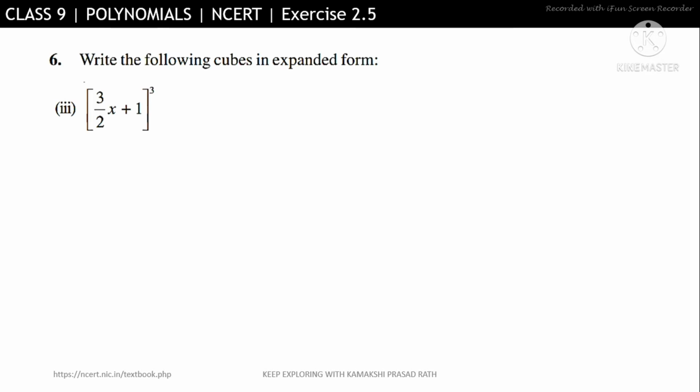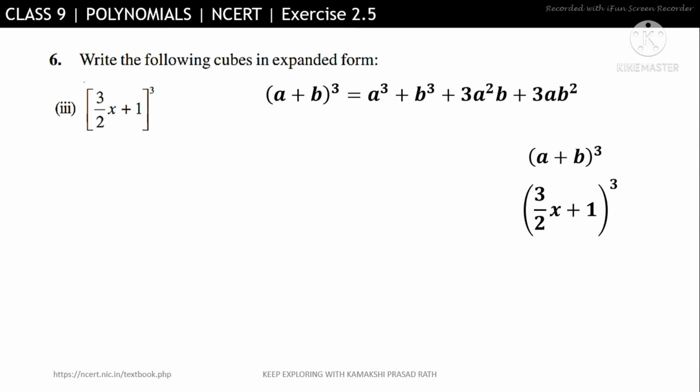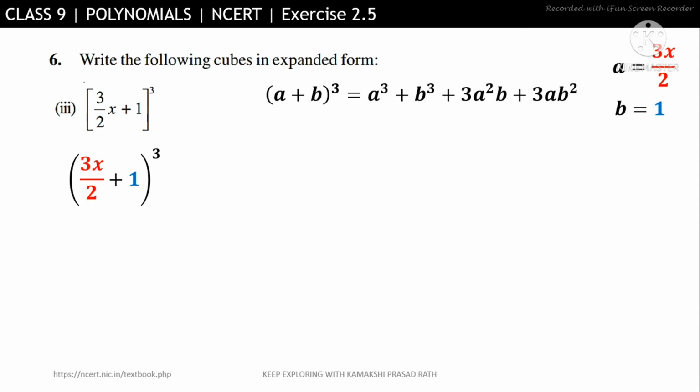Moving on. Again the same concept. We have a sum and it is cubed. So cube of a sum. You can just compare. So in place of a, we have 3 by 2 into x, that is 3x by 2, and in place of b we use 1. Simple as that. So our question becomes 3x by 2 plus 1 whole cube. So a plus b whole cube. So we'll use this identity where a will be 3x by 2 and b will be 1.